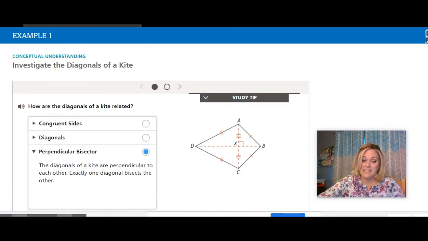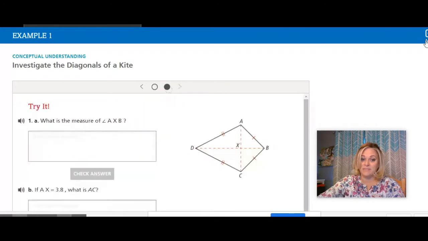Now, AC going up and down, visually, is not bisecting BD. In fact, it says exactly one diagonal will bisect. So only one of these is bisected, and it's the shorter of the two diagonals. So this shorter diagonal is the one that's bisected. The longer one is intersected at 90 degrees, but it's not bisected. That's true for all kites.